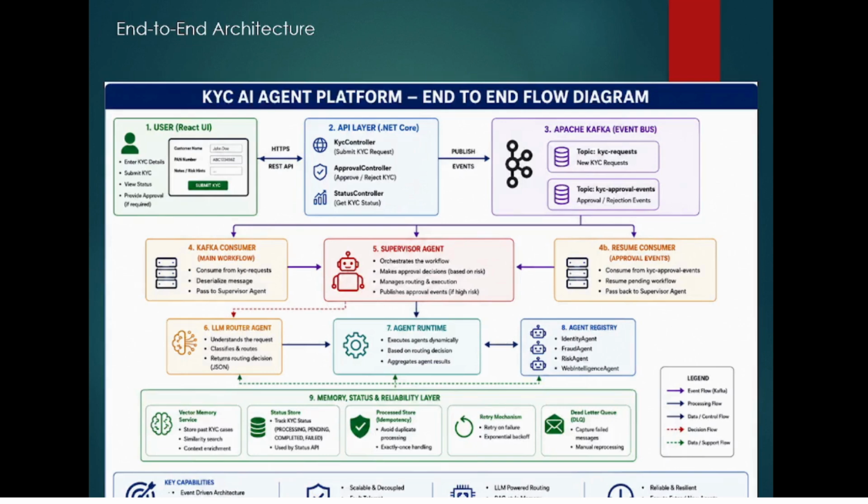This is the entire end-to-end architecture, how it works. User, React, and what is the role of the API layer. You can see whatever we discussed in the previous two slides, the same thing, but in a diagrammatic format for better understanding. Publishes events, Apache Kafka, the consumer is there, so the agent will be picked up, the LLM will route, agent runtime, agent registry, memory, status. So everything has been discussed. You can visit that diagram and study exactly how many topics we are using, and how many Windows services we have: the Kafka consumer as well as the resume consumer.